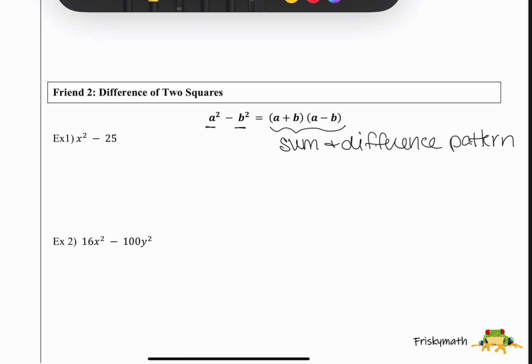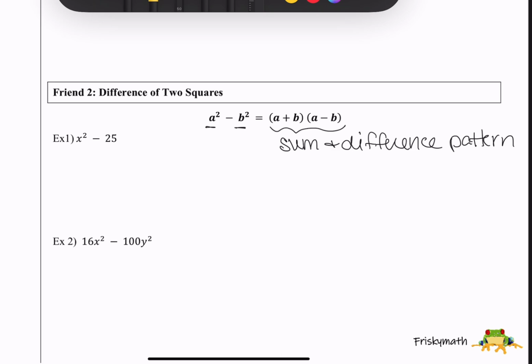All right, so let's put this to practice. First of all, don't forget about your first friend, okay? So if I have a difference of two squares, that's great, but I should always, always, always look at my expression and say, is there a greatest common monomial factor that I can factor out first? And in example 1 here, there is not. Next, I look at it and I say to myself, it's a binomial and it's got a subtraction sign in the middle.